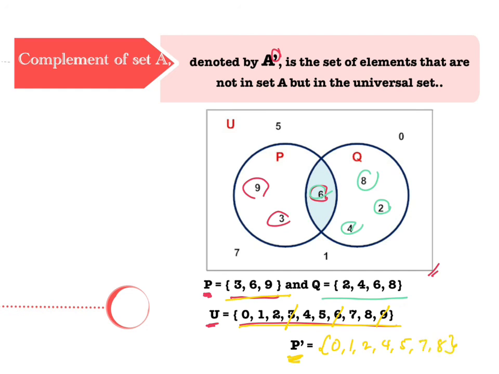So kung gusto naman natin kunin ang complement ng Q, is we have complement Q is to get all the elements na wala sa Q. Okay? So, tignan natin ulit ang universal set. So, we eliminate 2, 8, 6, and 4. Okay? So, we just list all the elements na natira. So, we have 0, 1, 3, 5, 7, and 9. So, that is the complement of Q.